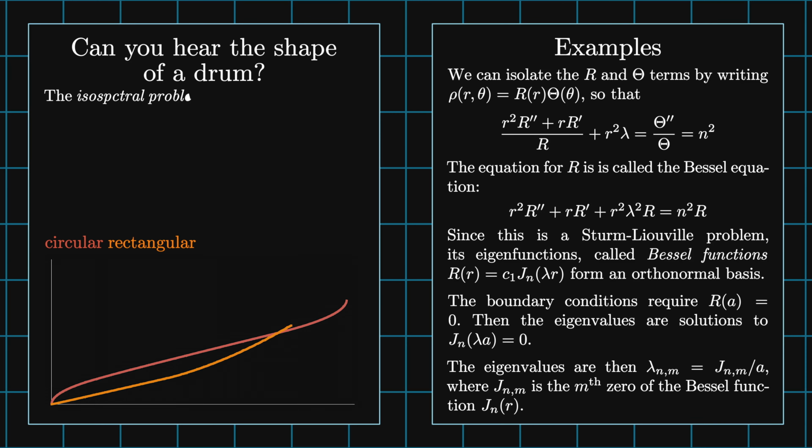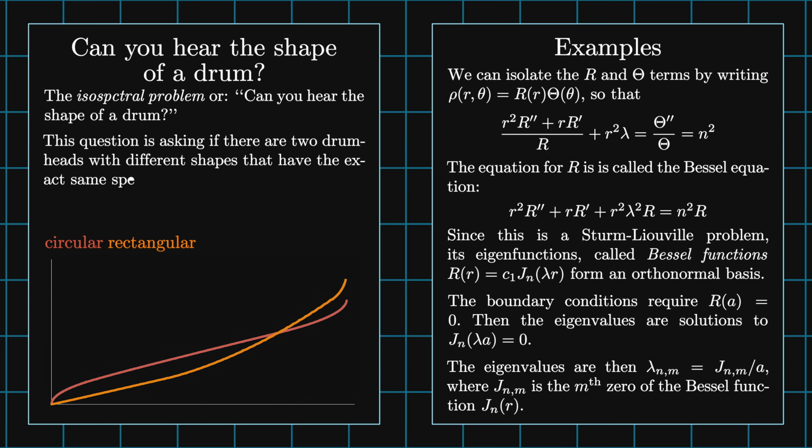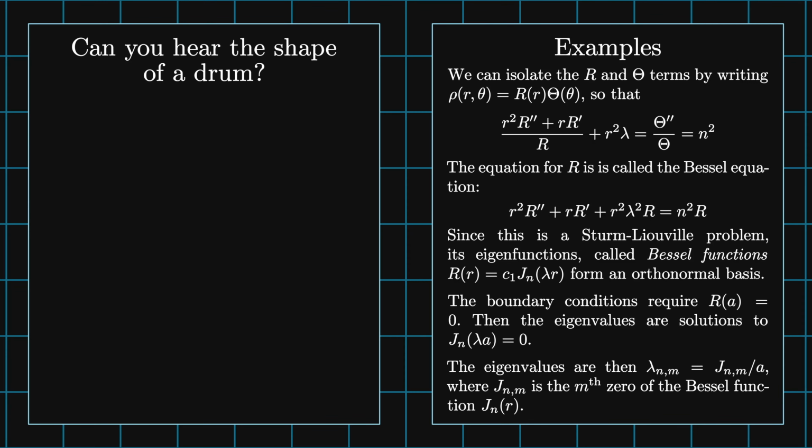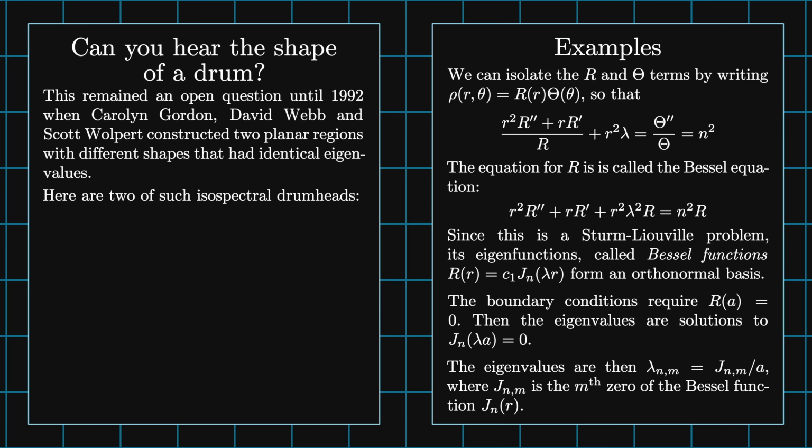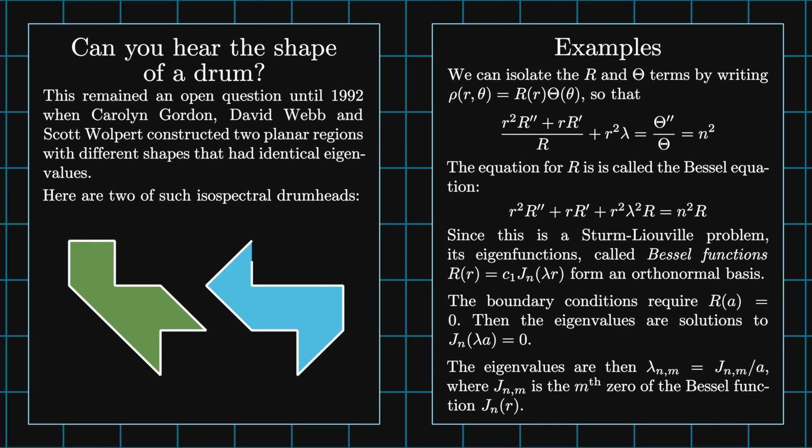This raises the question, can you hear the shape of the drum? This is also called the isospectral problem. This question was famously asked in 1966 by Mark Kac in the American Mathematical Monthly, although it had been previously asked by many mathematicians. This question is asking if there are two drumheads with different shapes that have the exact same spectra. It remained an open question until 1992, when Carolyn Gordon, David Webb, and Scott Wolpert constructed two planar regions with different shapes that had identical eigenvalues. Here are two such isospectral drumheads.